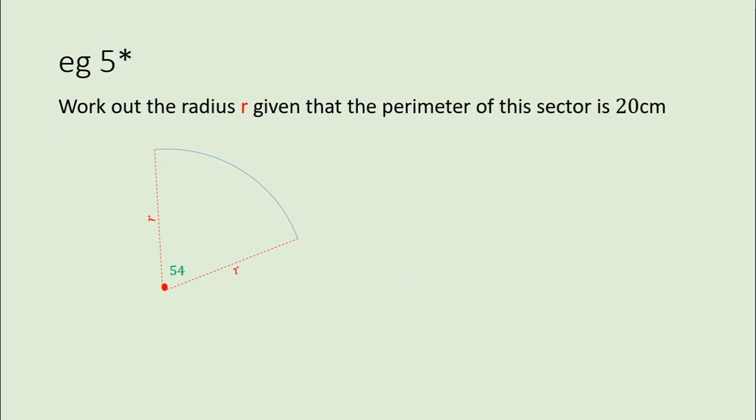Last example, and it's a hard one, notice the star. Work out the radius, given that the perimeter of the sector is 20 centimeters. Okay, so that's the full perimeter. That's the arc length plus the 2 radiuses.